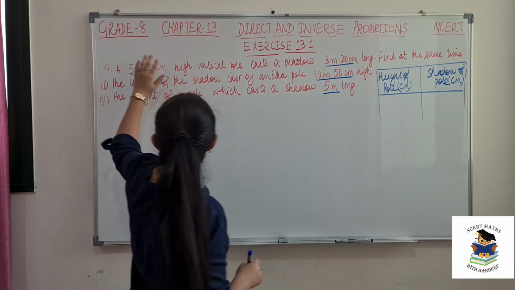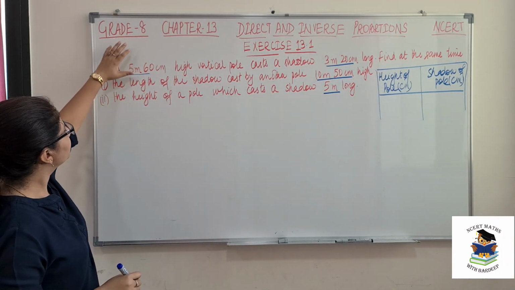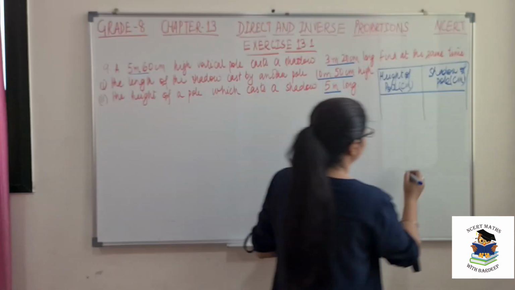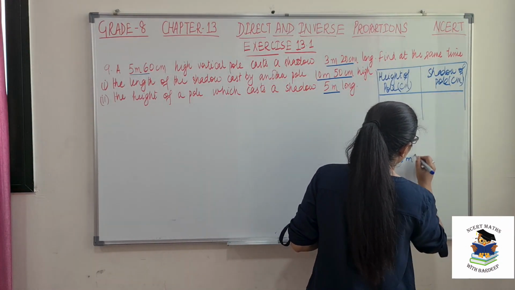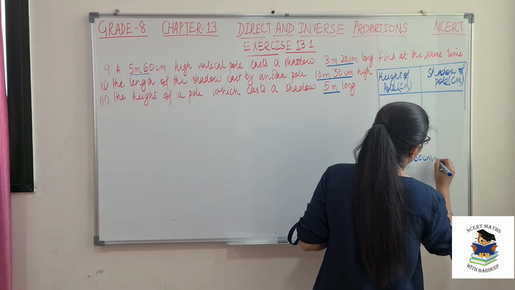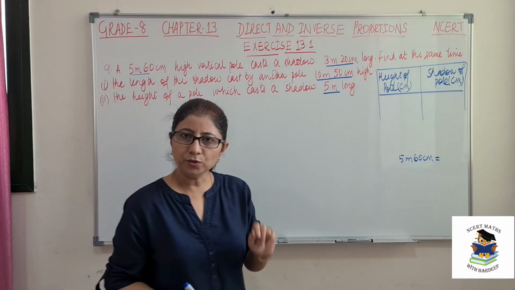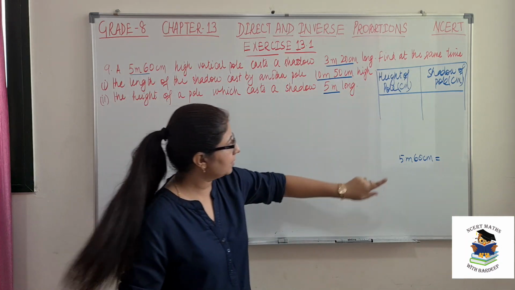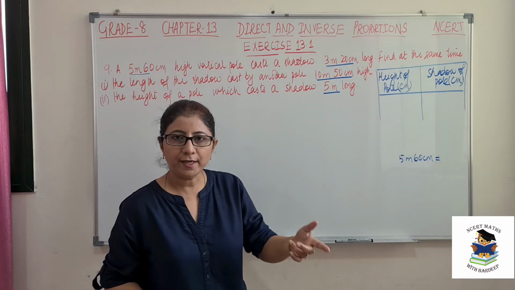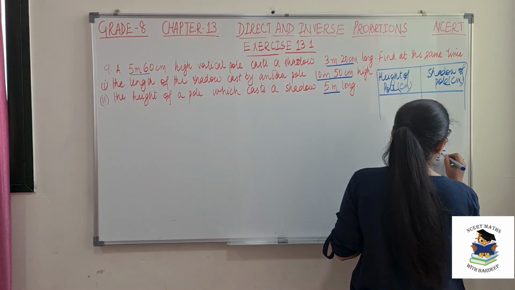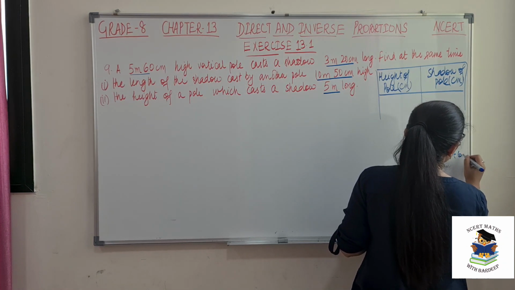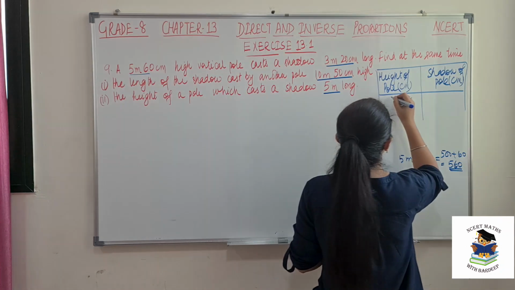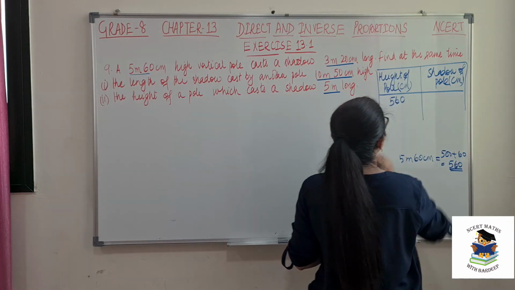First one is height of the pole, which is 5 meter 60 centimeter. So let's first convert this into centimeters. So 1 meter is 100 centimeters. So 5 meters means 500 centimeters. So 500 plus 60, that is 560 centimeters. So this is 560.